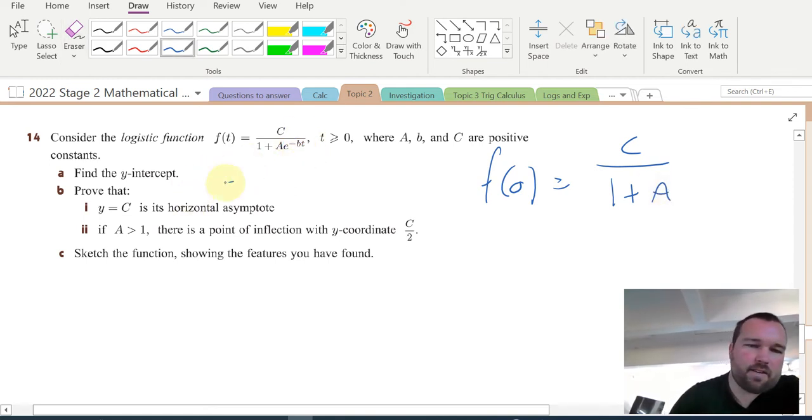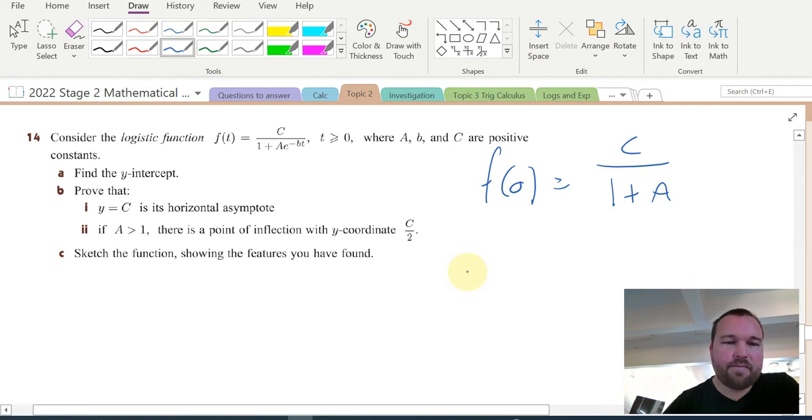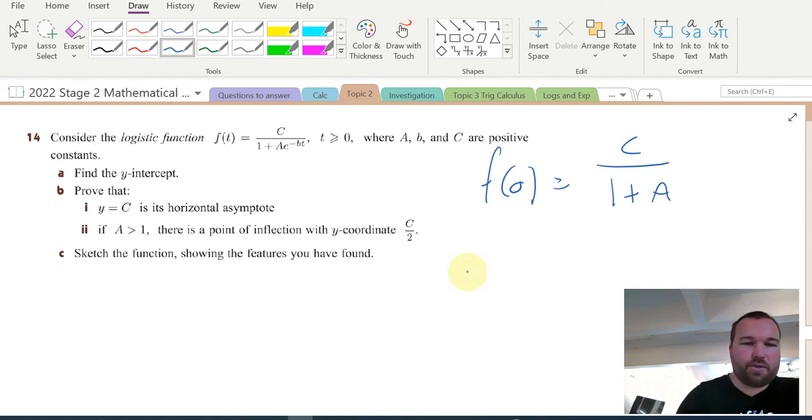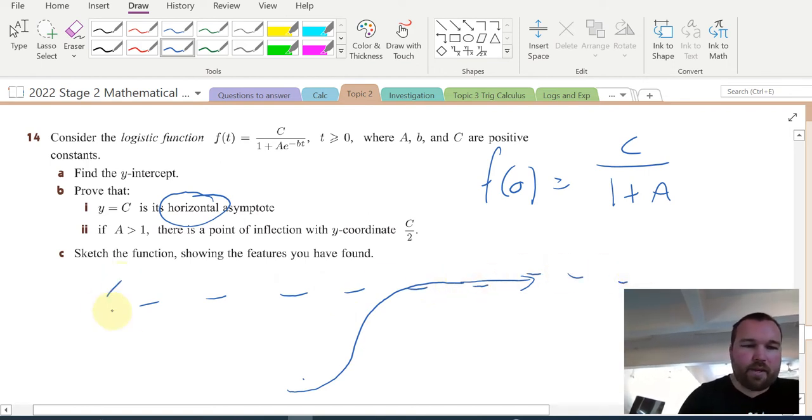Prove that c is a horizontal asymptote. All right, for this, asymptotes occur at extremes when they're horizontal. So vertical asymptotes shoot up at a certain point, but horizontal asymptotes flatten off into the distance, essentially. So what this graph is going to do is it will curve like this. It'll curve like this, and at some level, going into the distance, it will be c high.